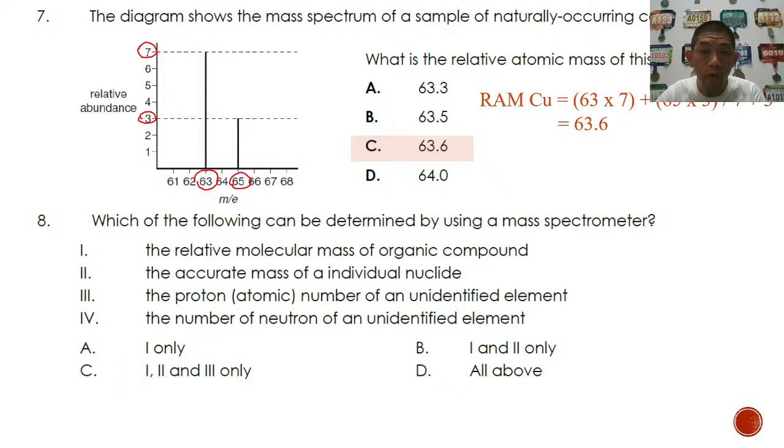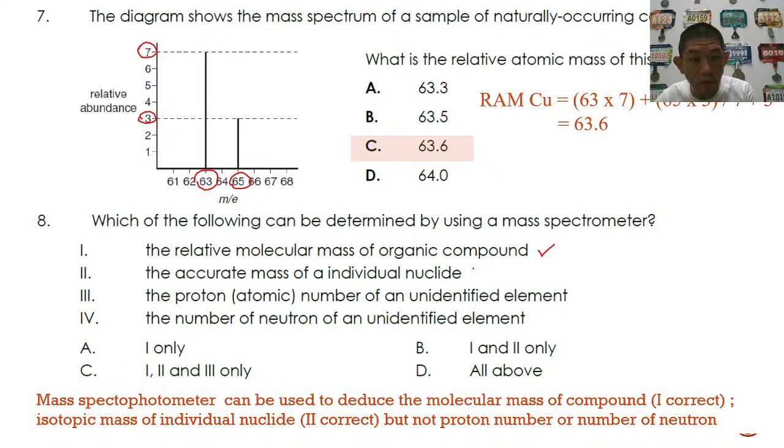Number 8, which of the following can be determined by using a mass spectrometer? A mass spectrometer can find out the relative molecular mass of an organic compound, and the accurate mass of the individual nuclei in here, which is also possible. The number of protons: can you identify the number of protons from a mass spectrum? No, you can't. You cannot detect the number of protons.